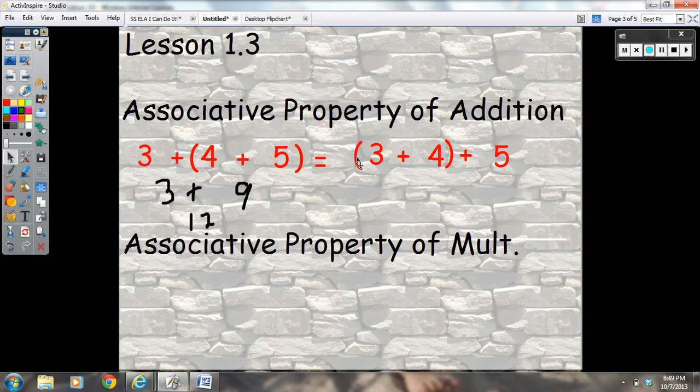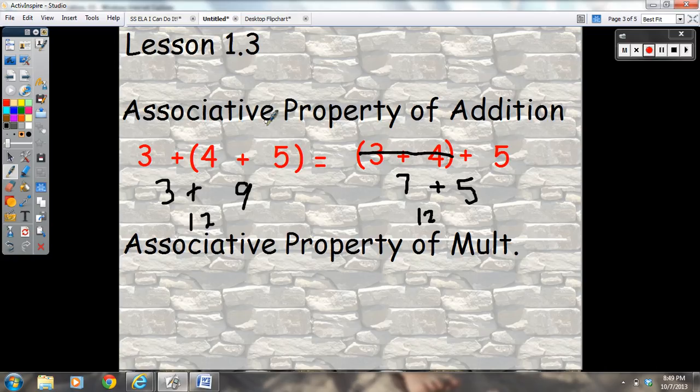Alright, let's try it out, see what happens. So now I have the same numbers, but the grouping is different. Order of operations says I need to first solve what's in the parentheses, and we know 3 plus 4 equals 7. After I solve the 3 plus 4 equals 7, I bring down the plus 5, and I'm left with 7 plus 5. And I know 7 plus 5 equals 12.